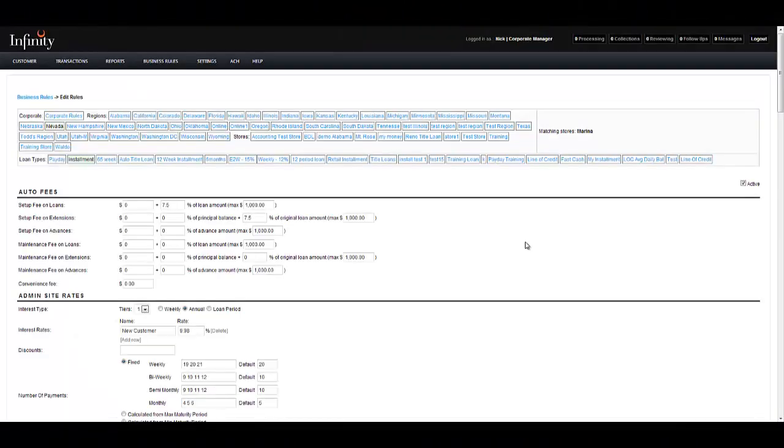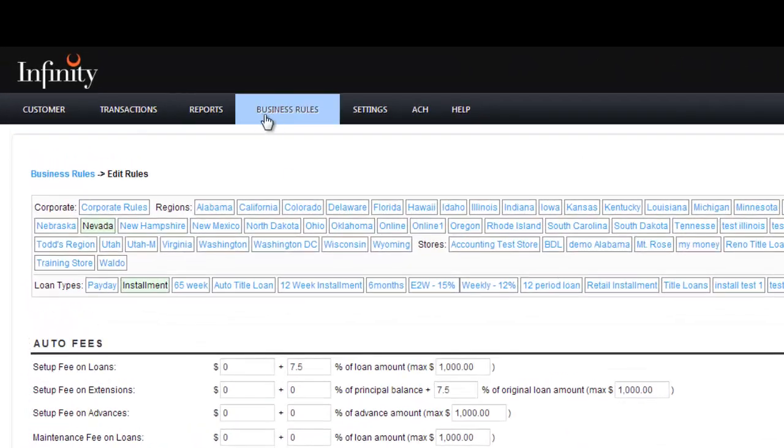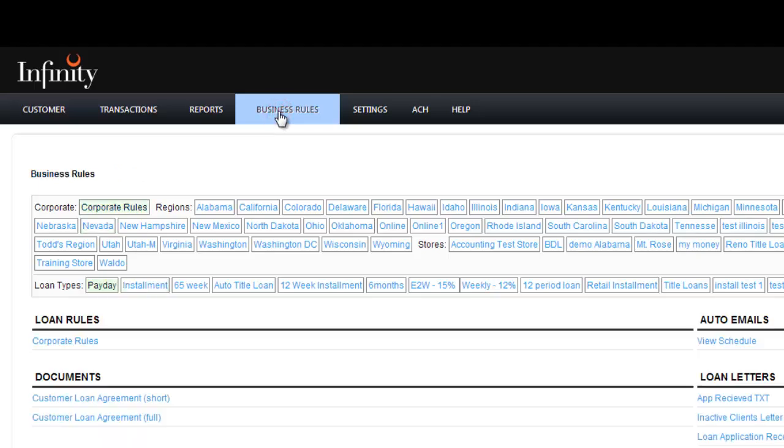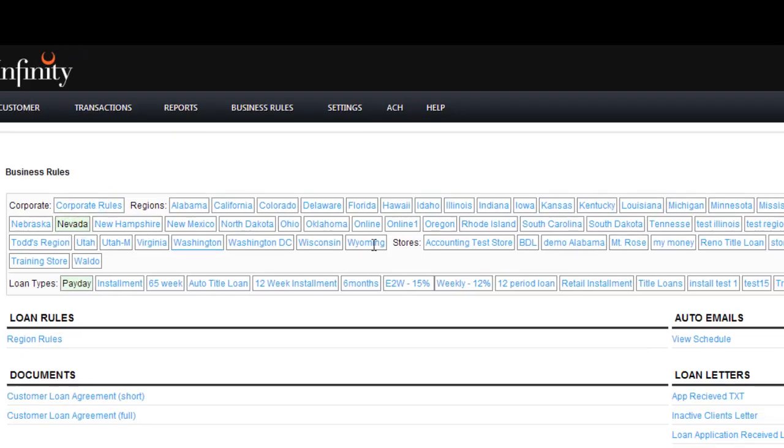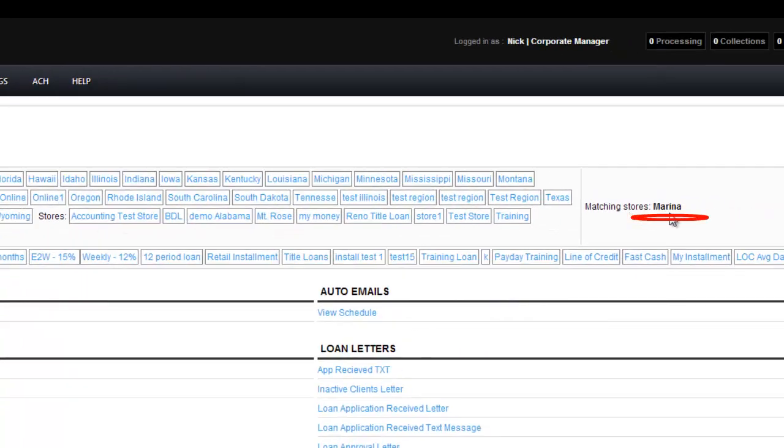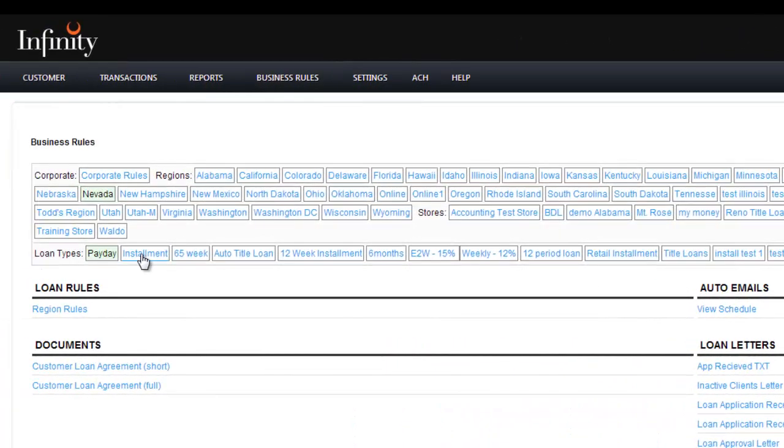In this session, we will be learning how to create or edit information in the underwriting rules section of business rules. You can access the underwriting rules section of the page by going to business rules in the top left-hand toolbar, clicking on it, selecting a region. In the case of this tutorial, we'll select Nevada, and you'll see that the matching store that goes with it is Marina. And then we're going to choose a loan type. In this case, we'll choose installment loans.